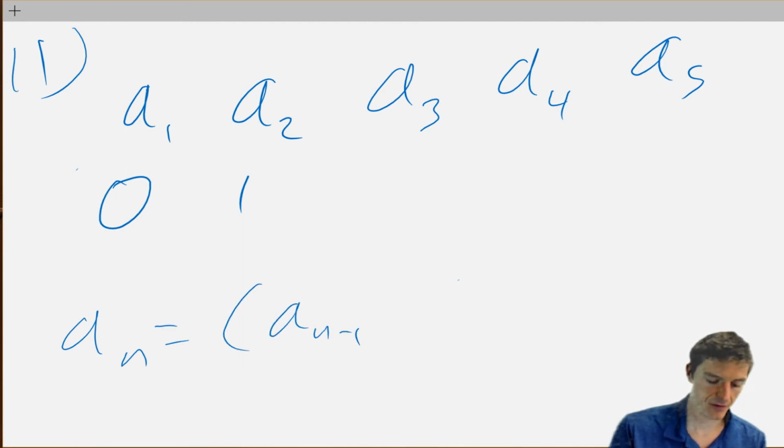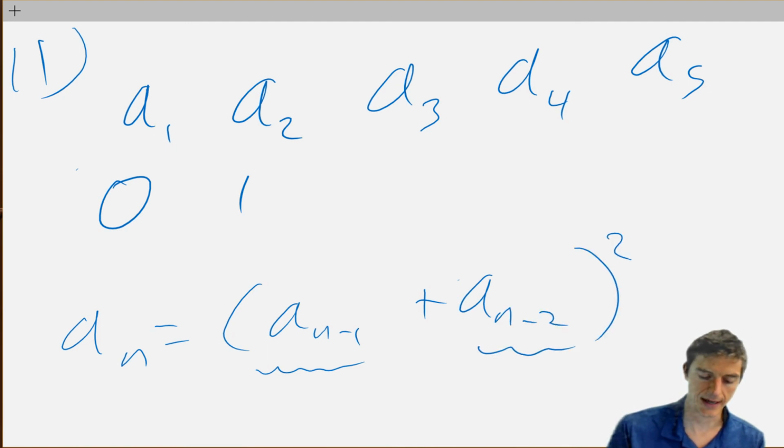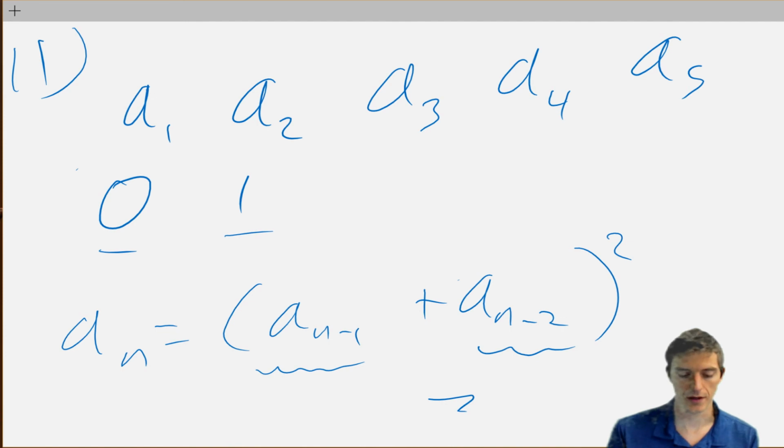I take the term before it, that's what that means. I add it to the term that's 2 before it, that's what that one means, and I square it. So to find the next term, I take the 2 terms before it, and I add them together, then square. So in this case, I take the 2 terms before it, 0 and 1, add them together, it's 1. 1 squared is 1.